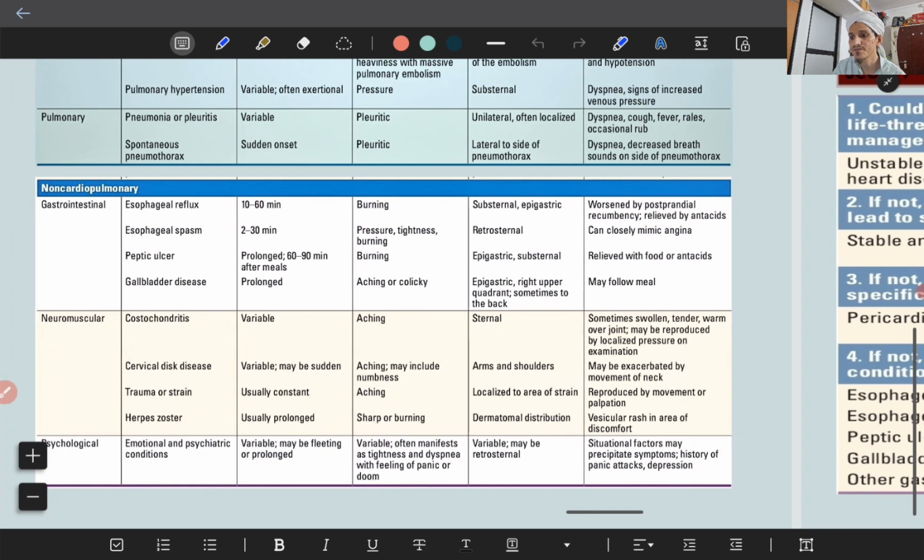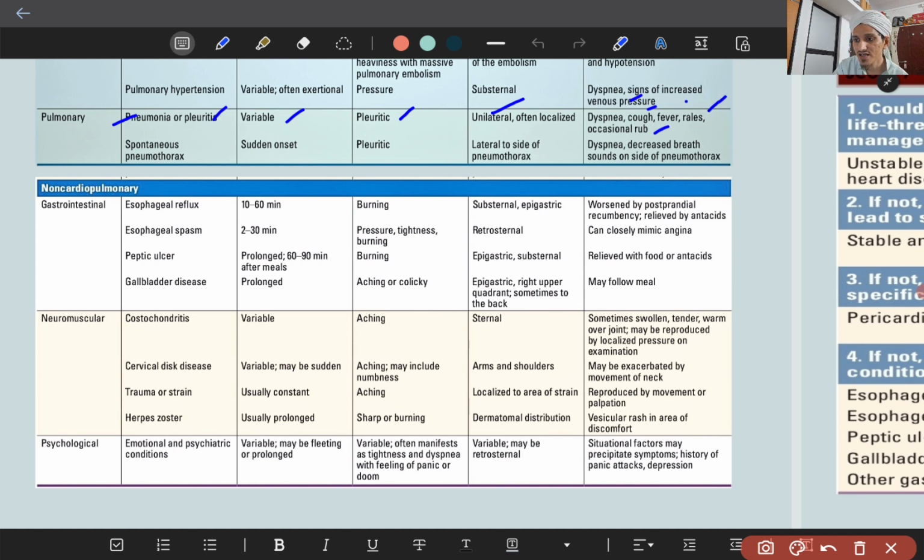Pulmonary causes, so either it can be pneumonia or pleuritis. Onset is variable. Chest pain is pleuritic, lateral side, unilateral, often localized. Associated dyspnea will be there, cough will be there, fever will be there, creps will be there, and occasionally pleural rub will be there.